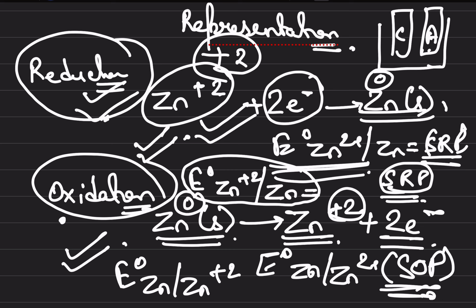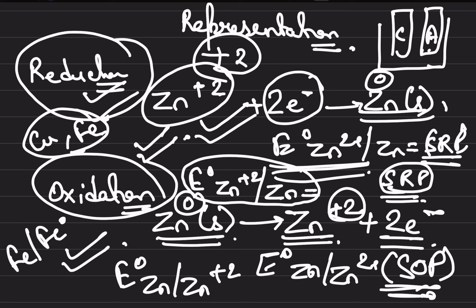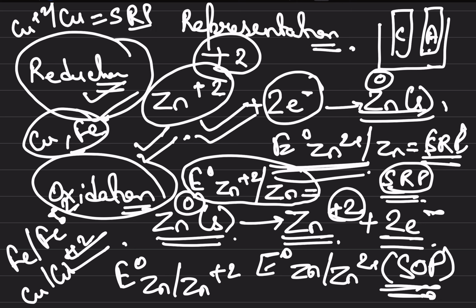In place of Zn it can be anything. It can be copper, it can be iron. Anything can be there, but this is how we represent it. If it is iron, we write Fe2+. If it is copper, Cu2+ going to copper. This is the standard reduction potential reaction.